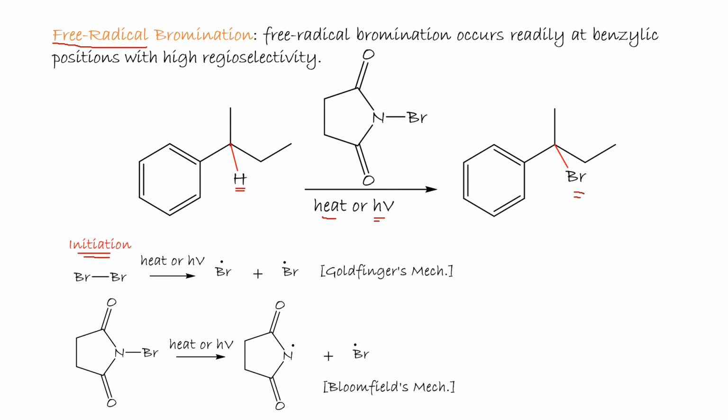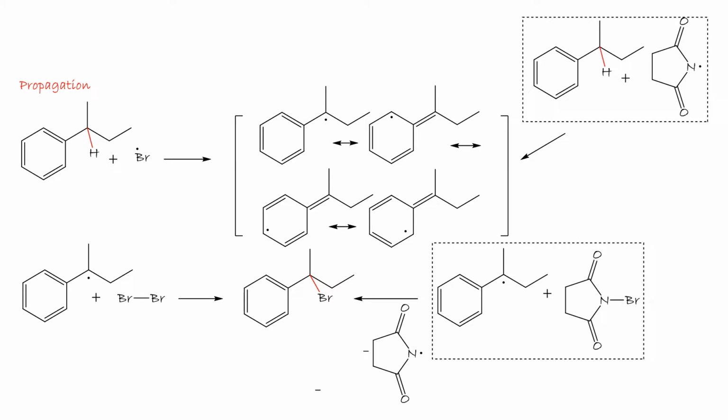In the initiation reaction, the traces of bromine present in N-bromosuccinimide will dissociate to free radicals by light or heat, and that belongs to Goldfinger's mechanism. Bloomfield, on the other hand, says the N-bromosuccinimide will dissociate to bromine and amide radical. Both initiation steps create bromine radical.